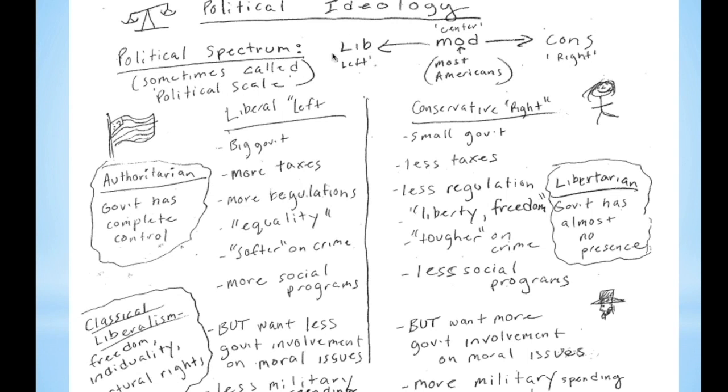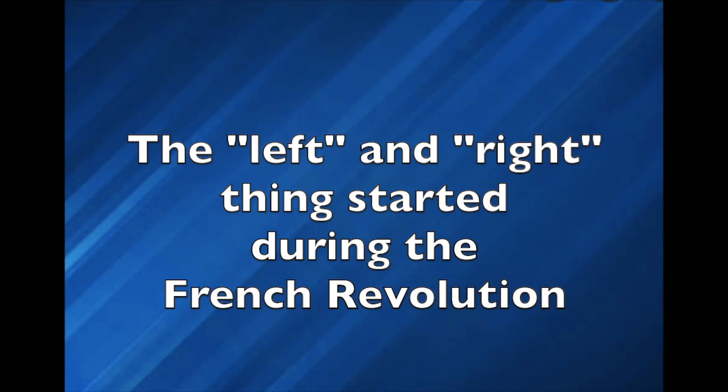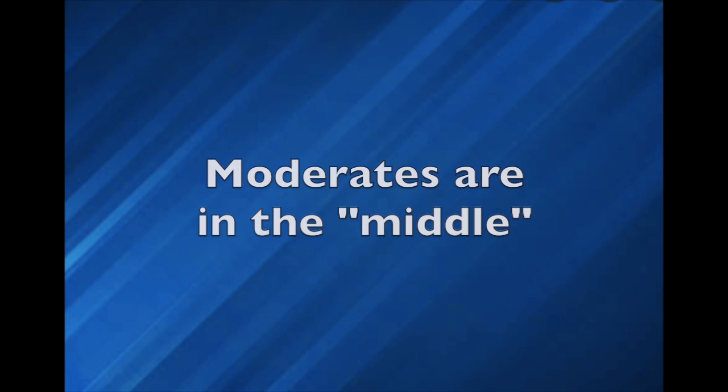Oftentimes, you'll hear liberals being referred to as being to the left and conservatives being to the right. You'll remember that this happened during the French Revolution, where they put those that wanted revolution on the left side of this legislative meeting, and those that wanted to maintain status quo, they were on the right side of the meeting. And so then the left and the right stuck from the French Revolution. And moderates, of course, are in the middle, and we'll talk more about them in a moment.